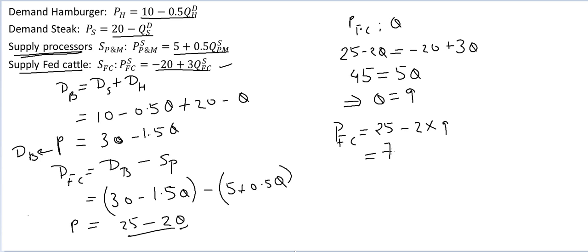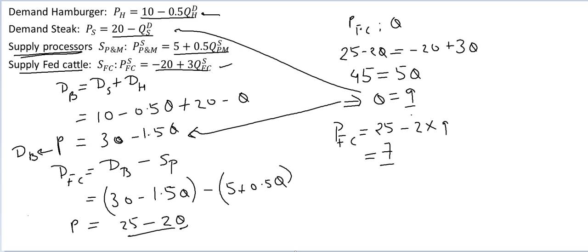So if you know what the quantity is, and finally you know what the price of the fed cattle is, how then do we find the price of beef, the price of hamburgers, and the price of steak? All you have to do is take this quantity, this 9, and start plugging in over here. You can plug Q in the first one, that is demand for hamburgers, to find the price of hamburgers. You can plug the Q right over here in the demand for steak, and then you can plug the Q in the demand for beef right over here to find what the price of beef is. So let's go ahead and do that.